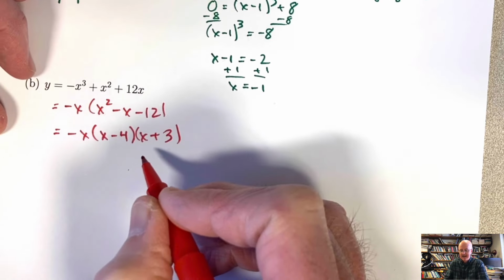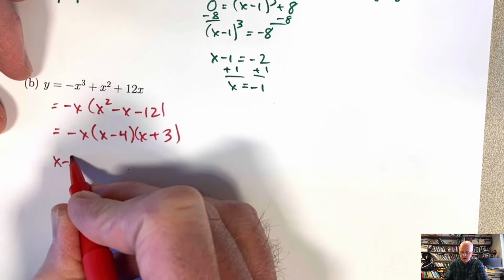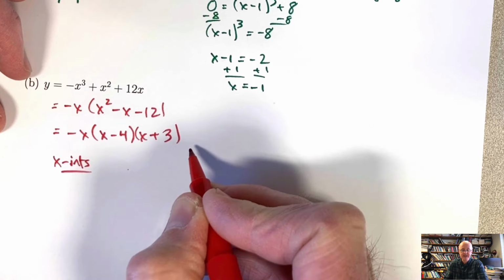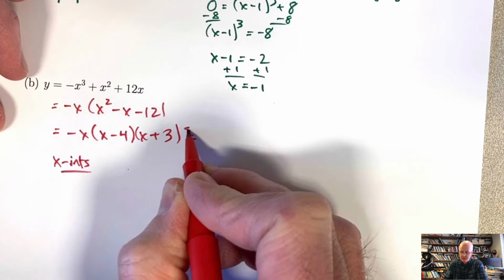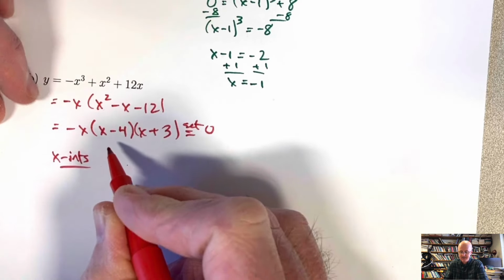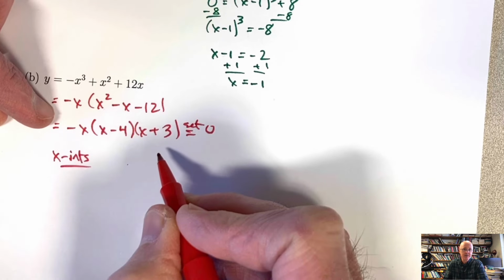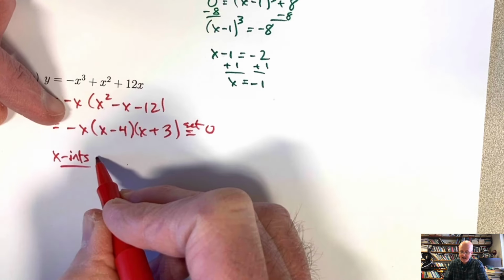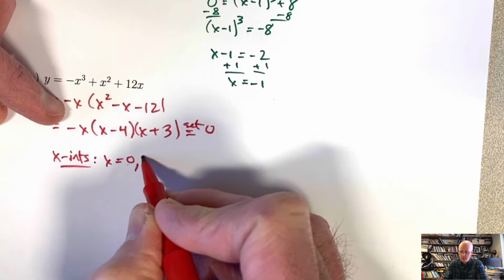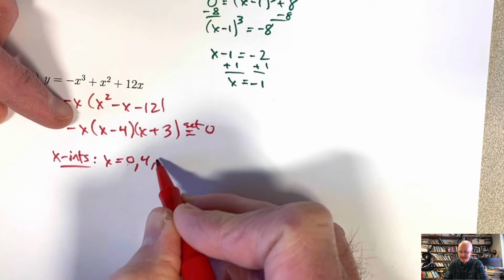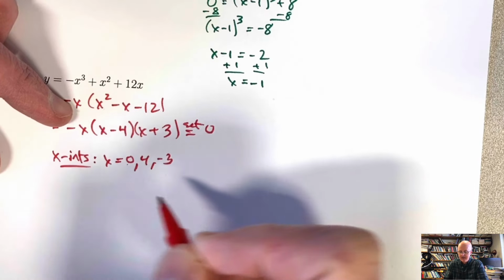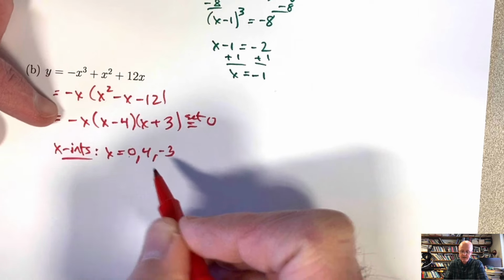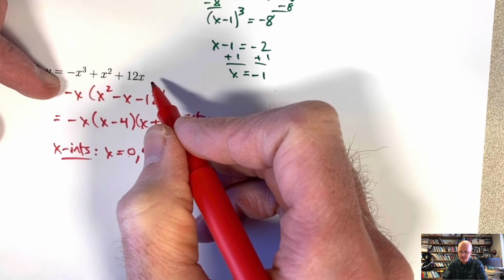So now we see that the x-intercepts are going to be where this expression is 0. I want to set this equal to 0 to solve for x and the x-intercepts. When you've got a product of numbers equaling 0, that means one of the factors must be 0. So either x must be 0, or 4 to make that 0, or negative 3 to make that 0. These three numbers are x-intercepts. You can double check by plugging back into the original function.